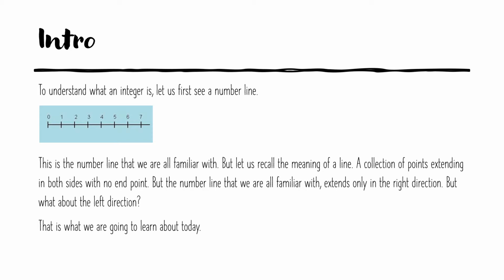This is the number line that we all are familiar with. Let us recall the meaning of a line. A collection of points extending in both sides with no endpoint. But the number line that we are all familiar with extends only in the right direction. But what about the left direction? That is what we are going to learn about today.